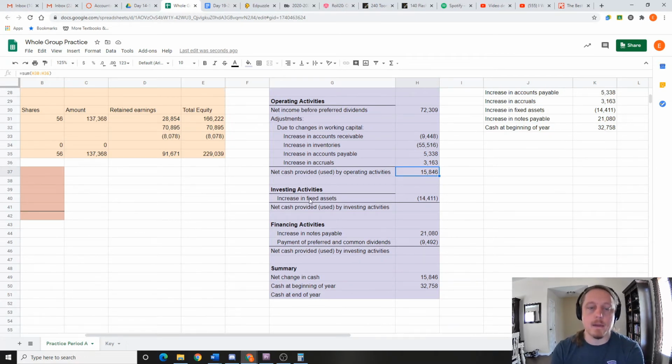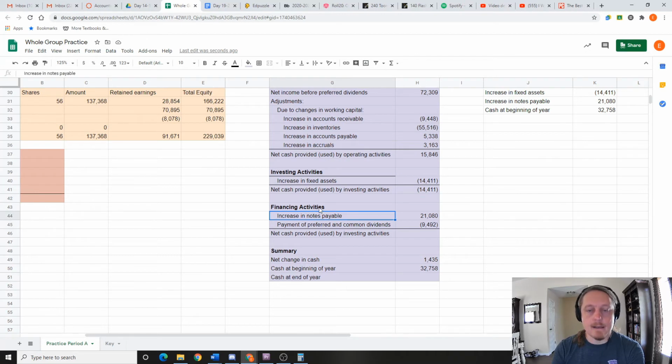Okay, that's good. But there are other activities going on, such as investing in things. So maybe I invested in a new vehicle for one of the delivery employees or something. And so there's an increase in my assets, which means I spent that cash. We're just going to add in this amount right here. This is the only amount that was provided or used by investing activities. So we used this much cash in investing activities.